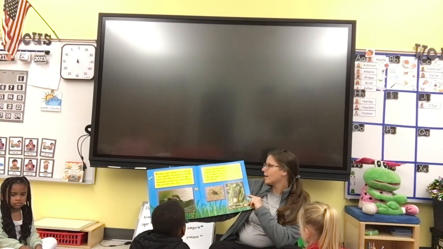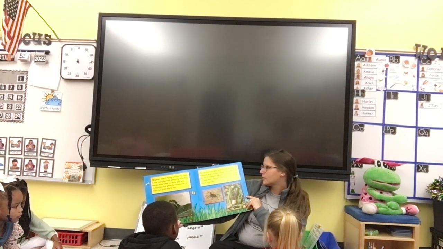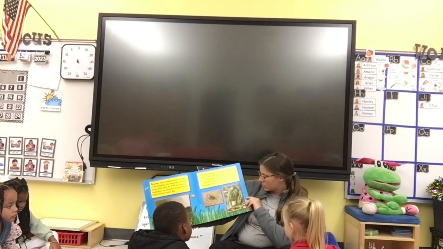A wolf spider carries its egg sac on its stomach. Mommy wolf spiders like to take their egg sacs out for a stroll in the warm sunshine.